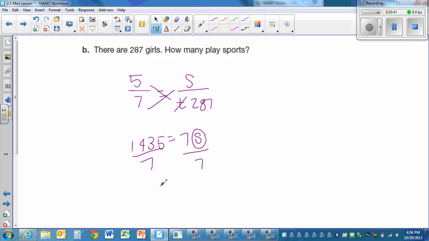1,435 divided by 7 should give us 205. 7 divided by 7 cancels out. We get 1S or just S. So number of students that play sports, or number of girls that play sports, is 205.